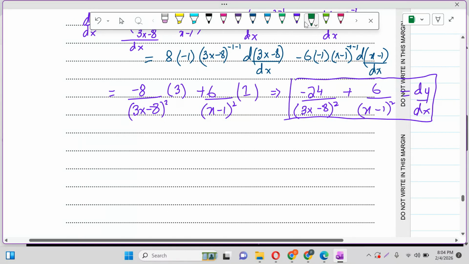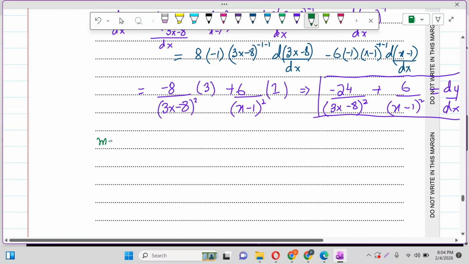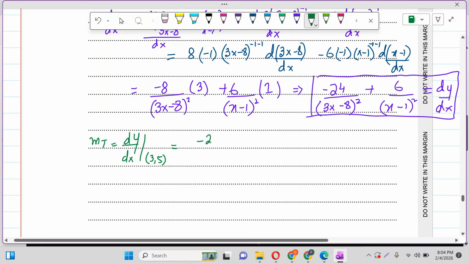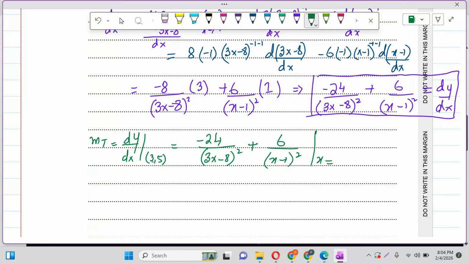Now, the slope of the tangent at (3, 5) is the derivative of the curve at (3, 5). So this is equal to -24/(3x - 8)^2 + 6/(x - 1)^2, when x is equal to the x coordinate, which is 3.